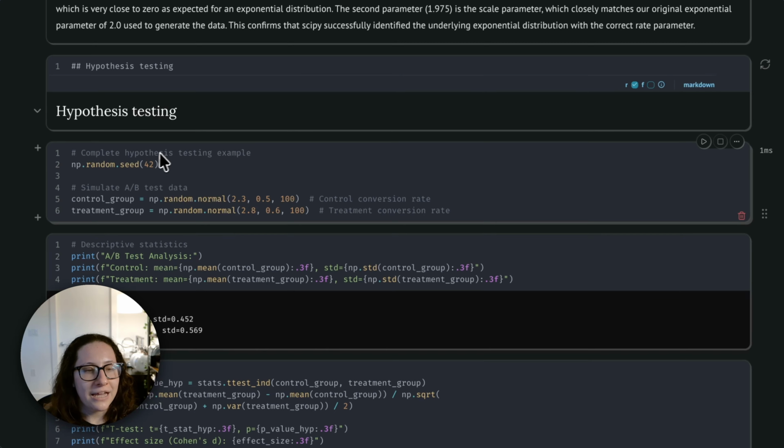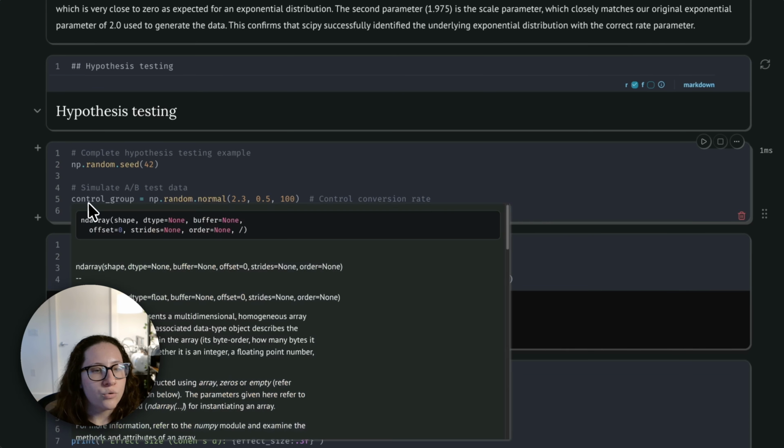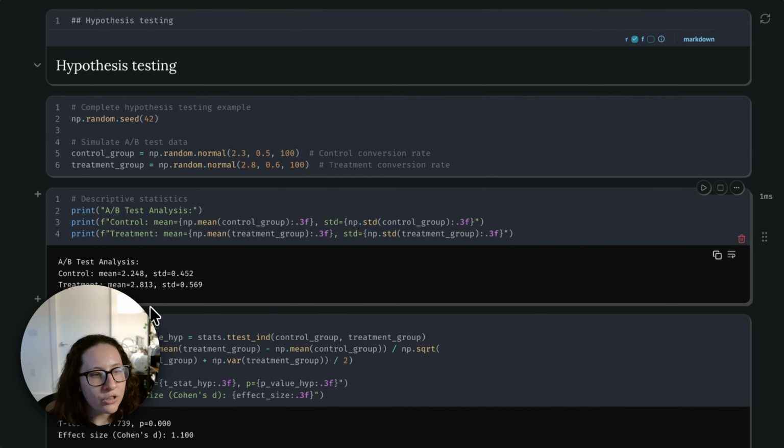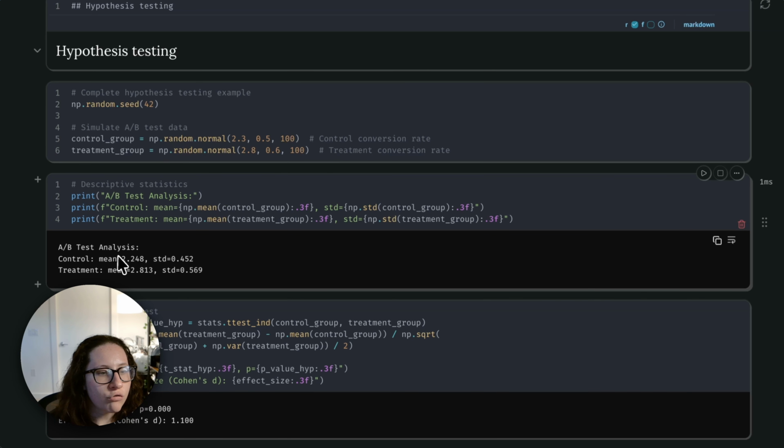Now what we're going to do is simulate this A/B test data in a very similar way to what we did above in these other examples. We're essentially going to simulate 2 random sets of data that follow the normal distribution, and we're using slightly different parameters: 2.3 here, 2.8 here, 0.5 here, 0.6 here. One of these is going to be a control group and one a treatment group. When we look at our sample data, the control group has a mean of 2.248 and a standard deviation of 0.452. STD means standard deviation here, guys, not the other thing you think it means. And in the treatment group, the mean is 2.813 and the standard deviation is 0.569.